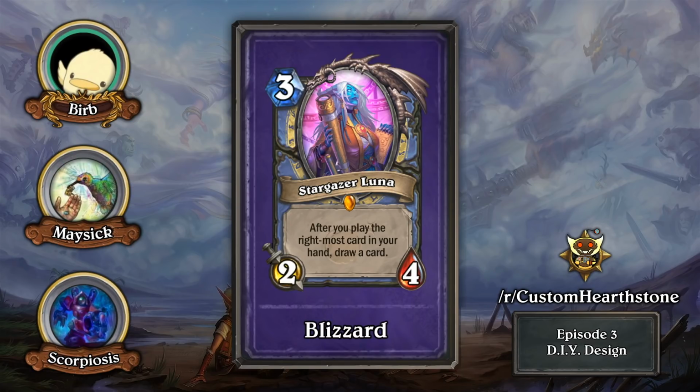So normally for this episode, we want to give time to let people discover the card for themselves in the true spirit of DIY. But since this is a card that has already been revealed, I don't think we need that. So what I think is the DIY aspect of this card is the significance of how the rightmost card in your hand works with the draw card effect.